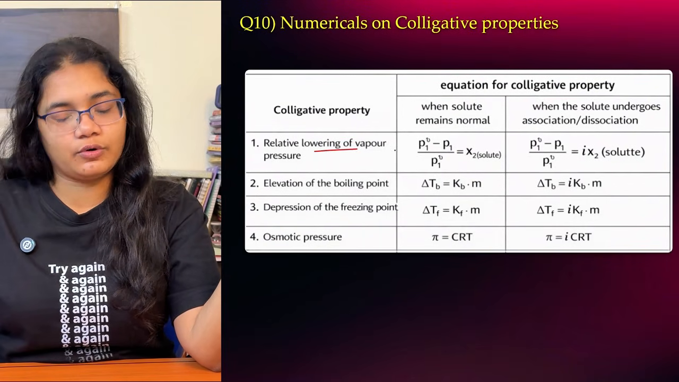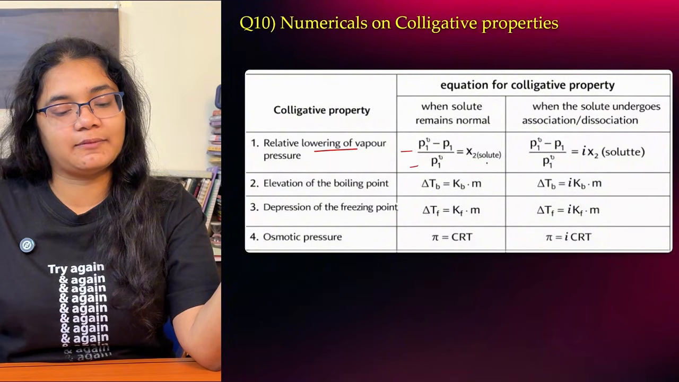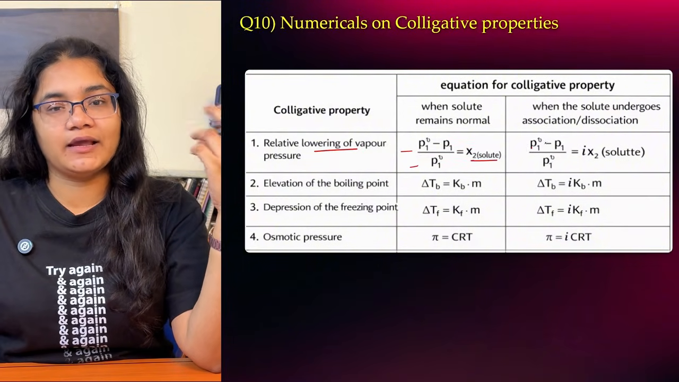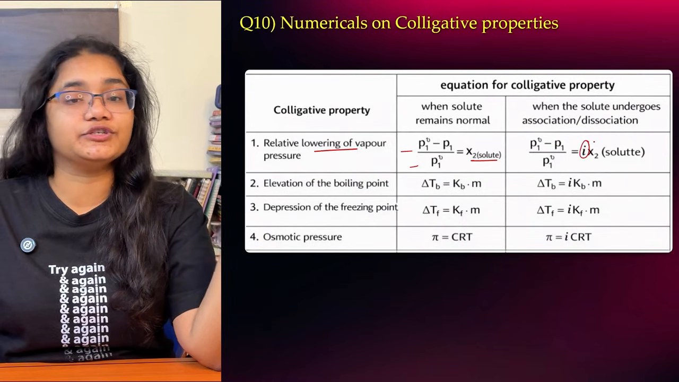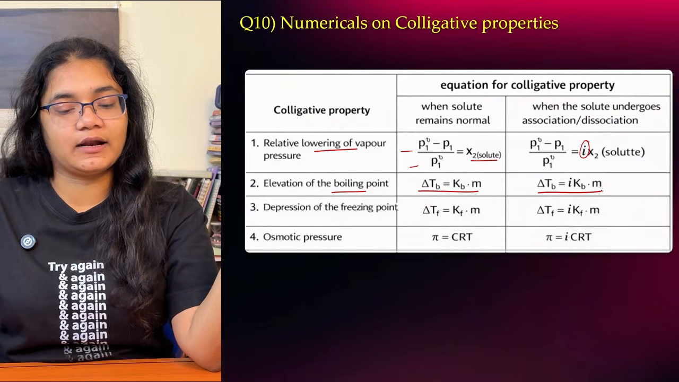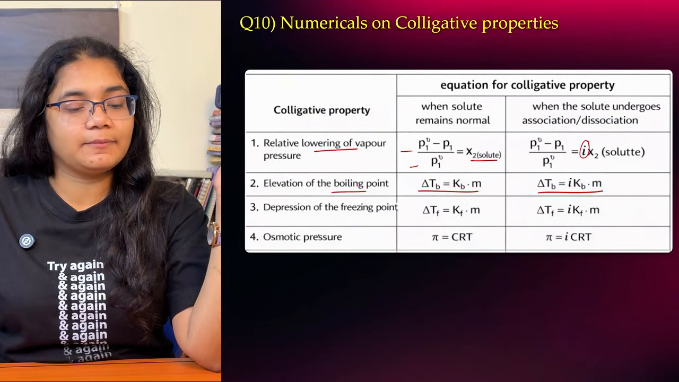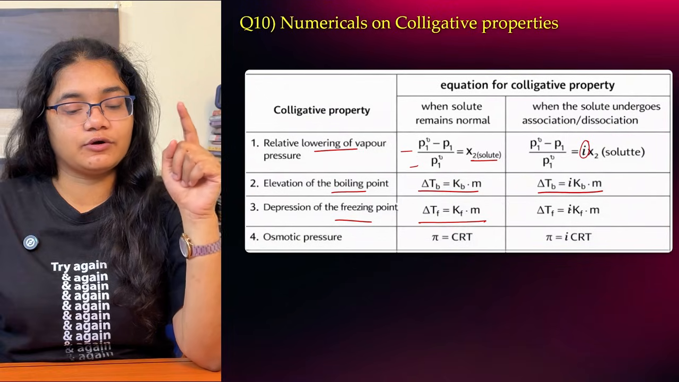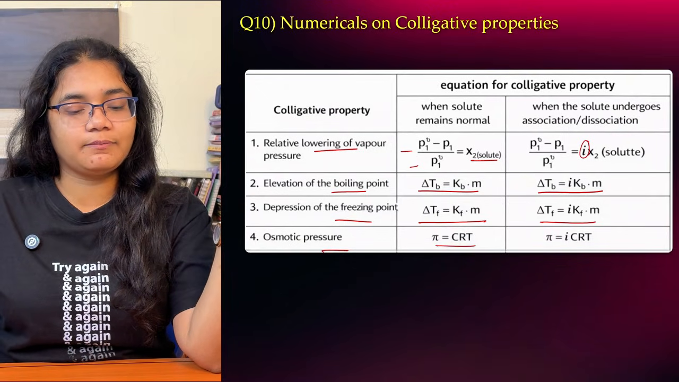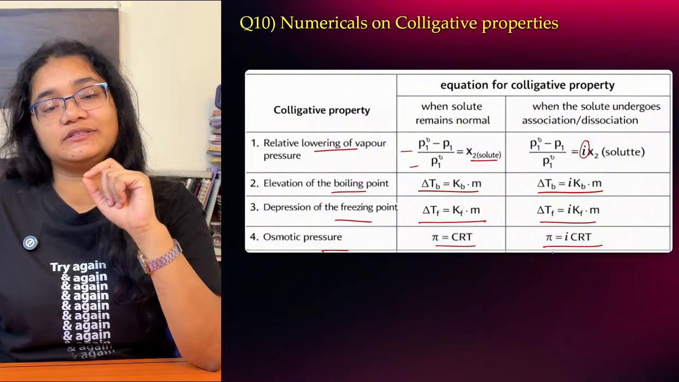For relative lowering of vapor pressure, (P naught minus P) by P naught is equal to XB. And if you have an electrolyte, then one more term will be used, which is your Van 't Hoff factor, i. Elevation in boiling point: delta Tb equals Kb m; delta Tb equals i dot Kb m. Depression in freezing point: delta Tf equals Kf dot m; delta Tf equals i dot Kf dot m. Osmotic pressure: pi equals CRT; pi equals i dot CRT.